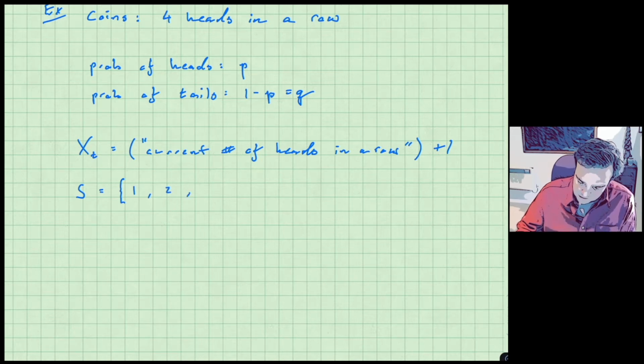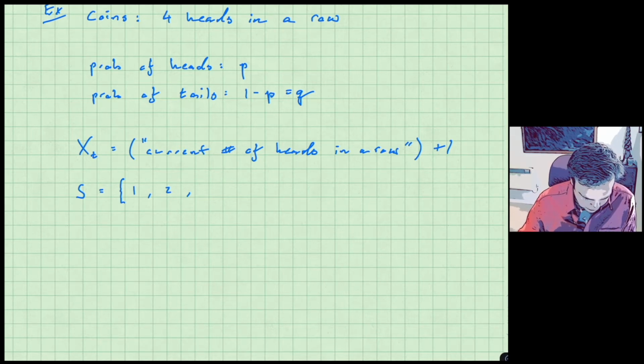What's the highest number this can be? Number of heads in a row, the game stops when you get to 4. And so therefore the largest label you can have for the state is 5. Current heads in a row plus 1. And that's the whole state space here.